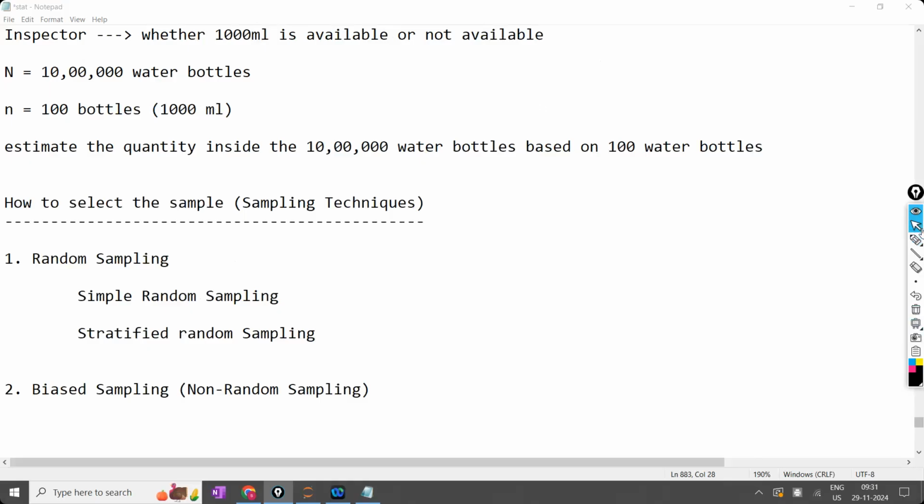Stratified random sampling means there should be categories within the population. Multiple categories will be there, and you have to maintain the same ratio of the categories. For example, in this class, some of the students are BTech, some of the students are from MTech, BCA, BCom, like this you are having.